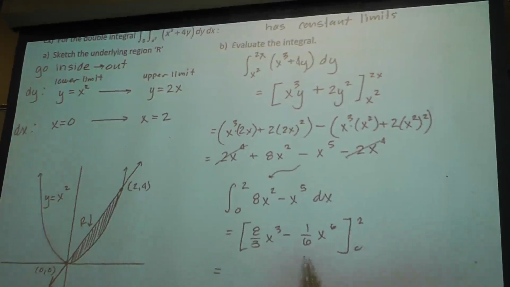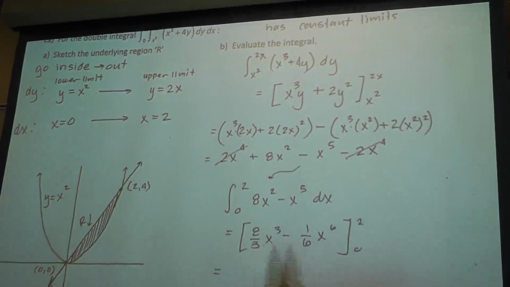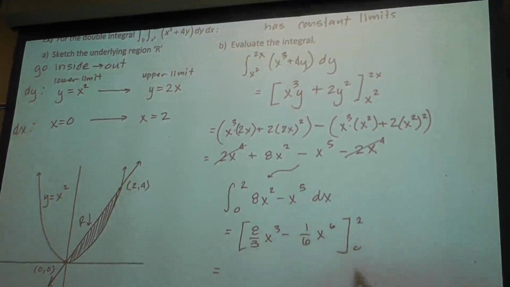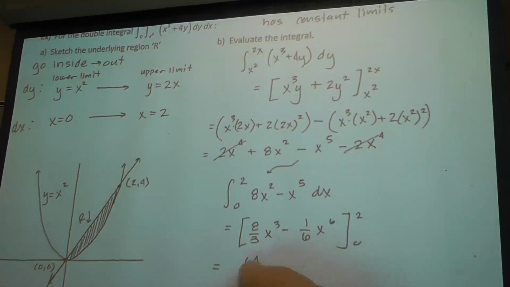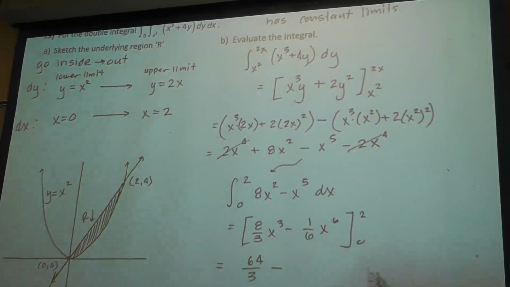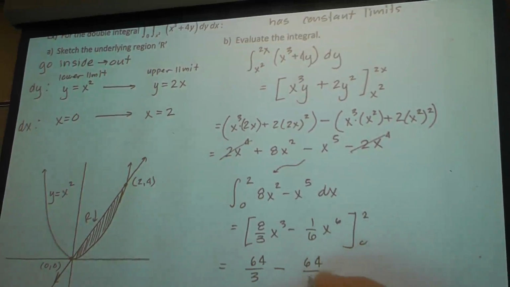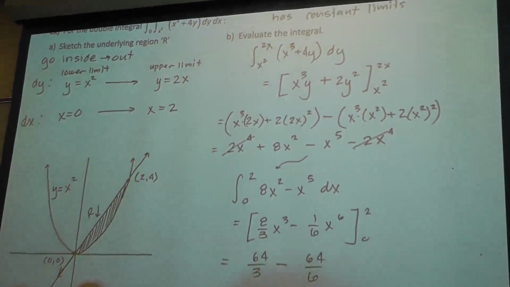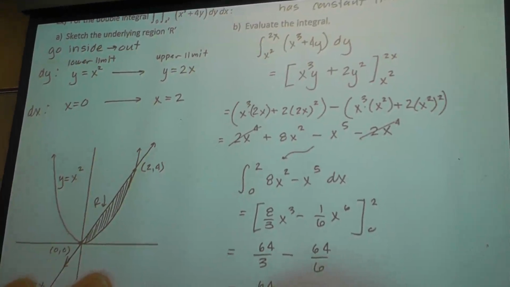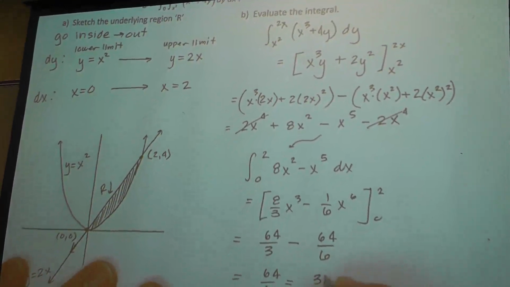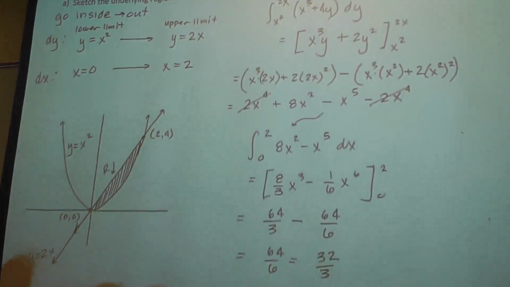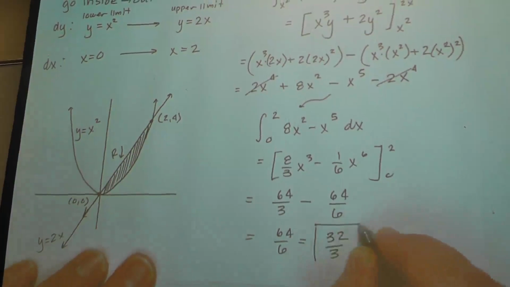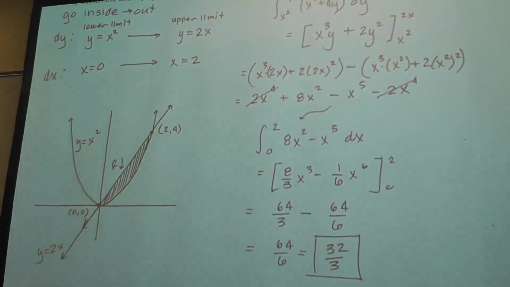And this is a polynomial, so this is one where you plug in the 2, you'll get an answer, but the 0 is going to wipe everything out. So 8 times 8 is 64 thirds minus, oh that's nice, 64 sixths. A third minus a sixth is a sixth, so that's technically 64 over 6. And that reduces, my friends, to 32 over 3, I do believe. So that should be the value of this integral, whatever it stands for.